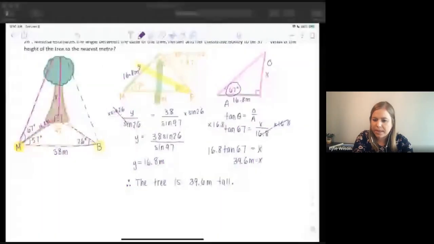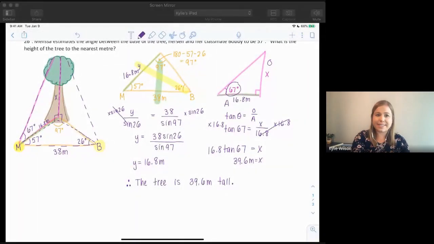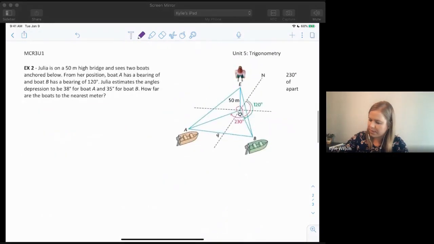Okay, so let's go through our next example here. The diagram here is a little tricky, so bear with me because we're going to break it down and make it a little bit clearer. Julia is on a 50-meter high bridge and she sees two boats anchored below. From her position, boat A has a bearing of, sorry, some of the number there didn't print, so I'll just write it in.